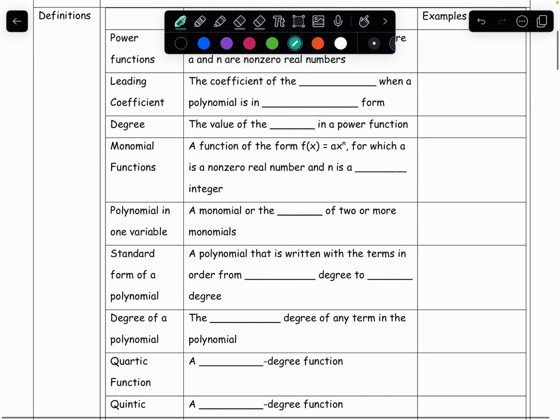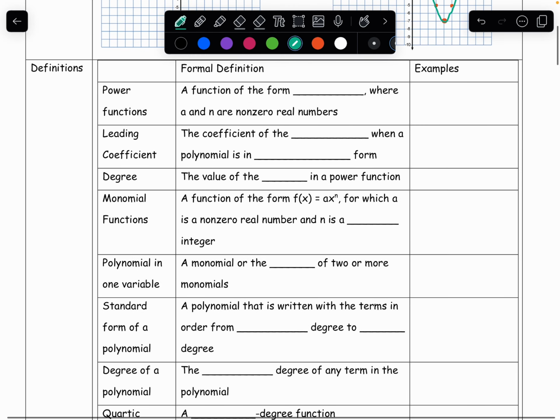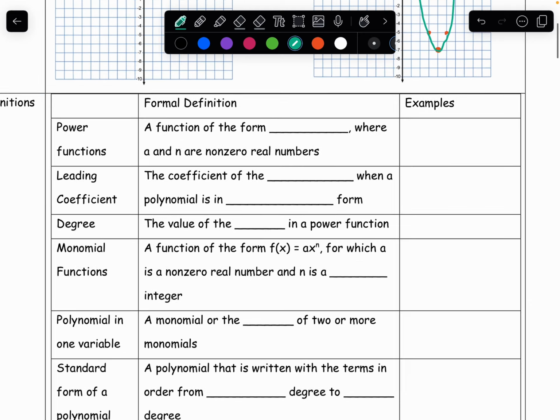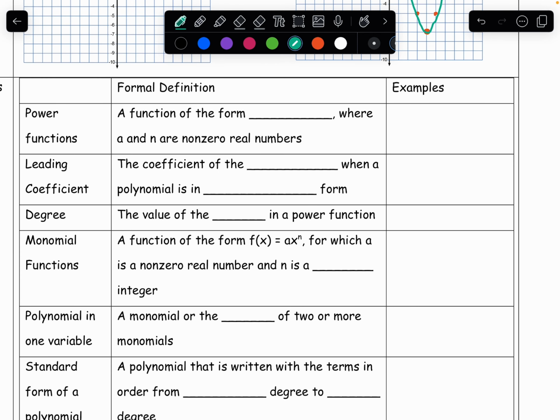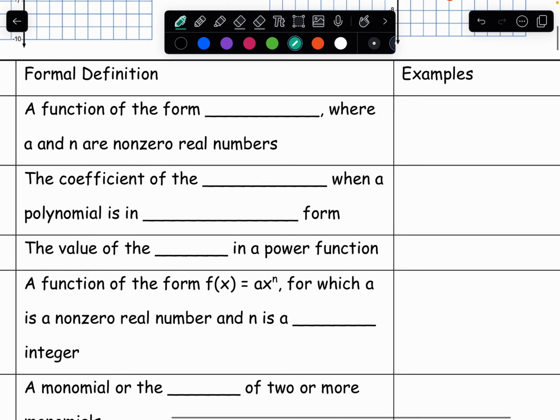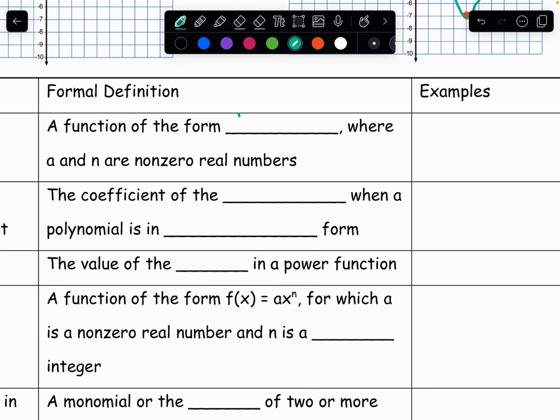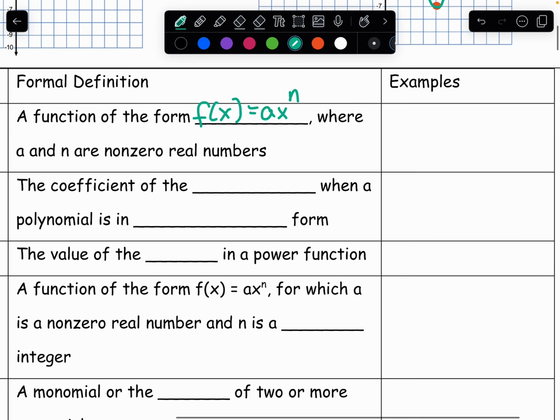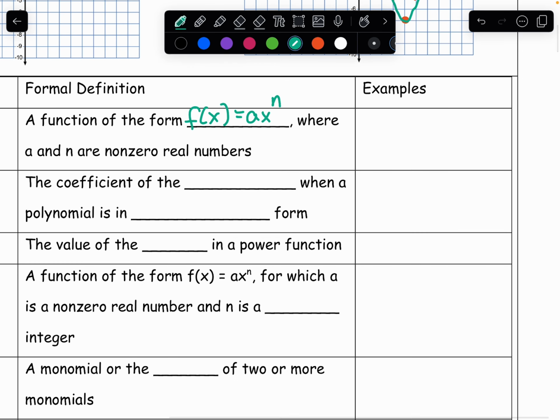Next, we have a lot of definitions. Some of it is review. We're also going to have examples, so that we can take these definitions and put them into something we can see a little bit easier. A power function is a function of the form f of x equals ax to the nth power, where a and n are non-zero real numbers. An example would be f of x equals 5x to the 4th power.